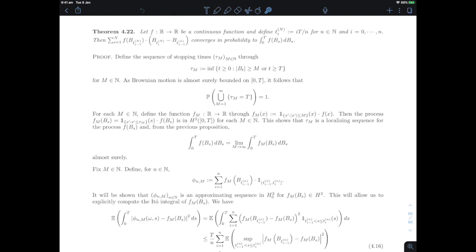Right, so let's see the proof of 4.22. Okay, so the first step is to find an appropriate localizing sequence. We're not going to use the tau_n^f that we first used to define the Ito integral of an L2 loc process. We're going to use a different localizing sequence and then exploit the fact that the definition is independent of the choice of localizing sequence.